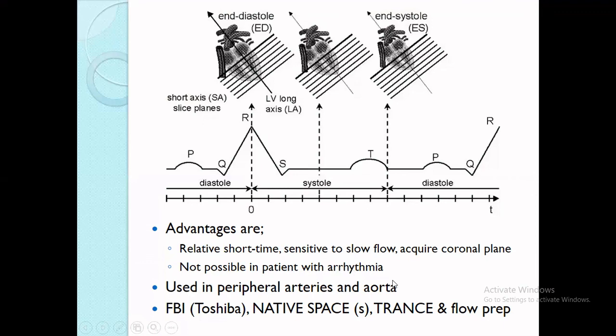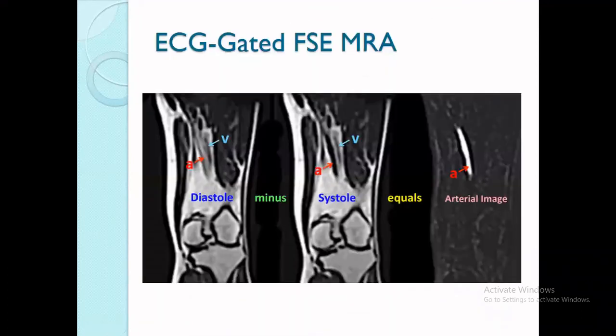It is used in the peripheral arteries and the aorta. We call it FBI in Toshiba, NATIVE SPACE in Siemens, and TRANCE in Philips, in the other particular imaging technique. ECG-gated fast spin echo MRA.